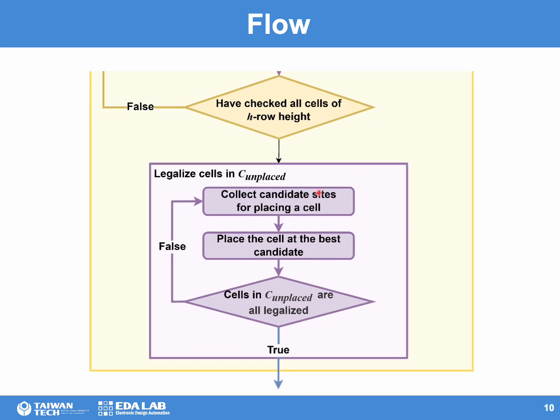Once the condition of each cell has been confirmed, the purple box here will handle the cells that were pushed into the queue. The general process of legalization for a cell in the queue first finds candidate positions for placing the cell. Then, based on the cost function, the best position is selected for the cell to be placed. A detailed explanation of this process will be introduced in the later slides.